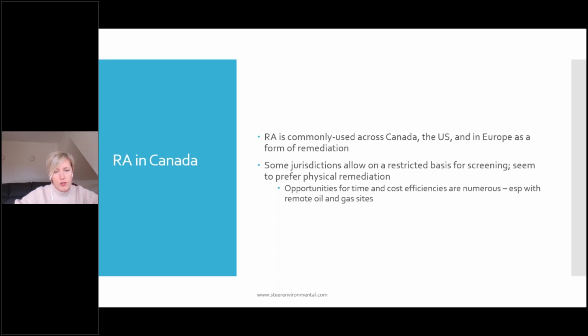I know some jurisdictions within Canada don't allow it for closure, and it's used as sort of a screening tool. But I think, again, there's a lot of lost opportunity there. So in BC, the way our regulatory system works is that there are two paths to compliance.